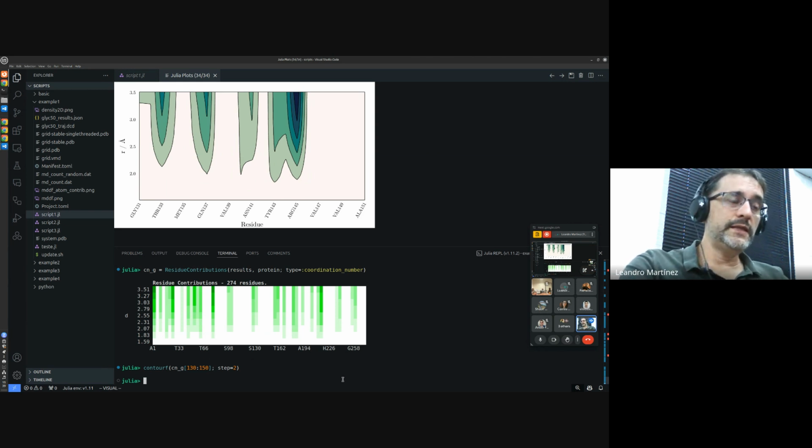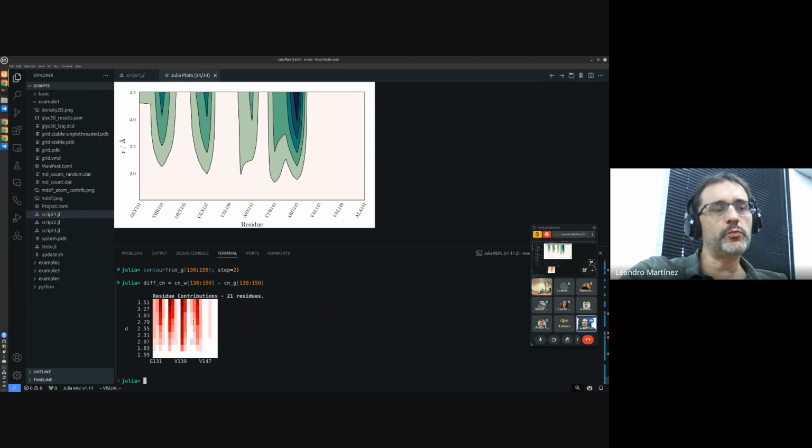Now, the differences in coordination numbers are easier to understand and will help explain the differences. So now I compute the difference in the number of water molecules that are within each distance from these residues minus the number of glycerol molecules that are within each distance from these residues. And this plot is almost completely red.